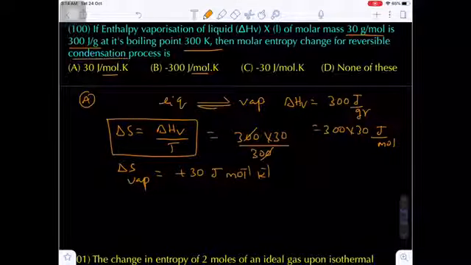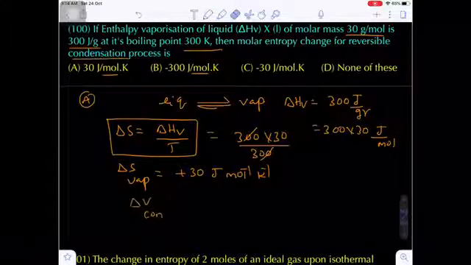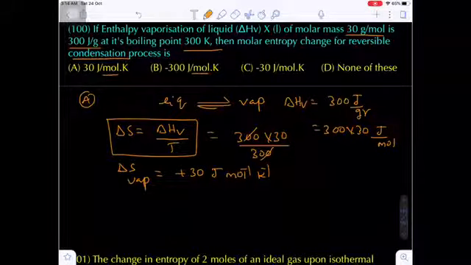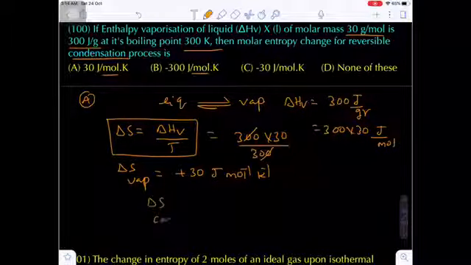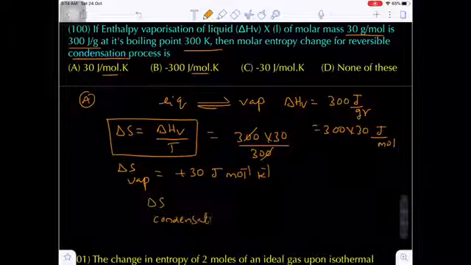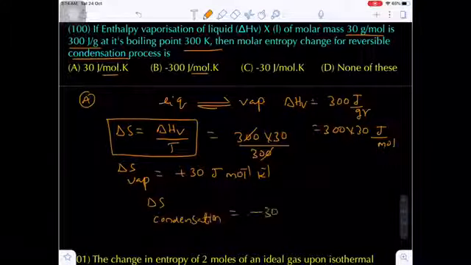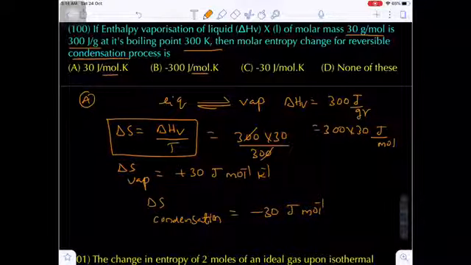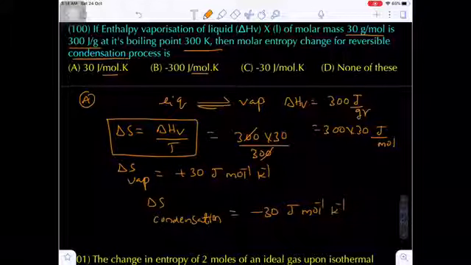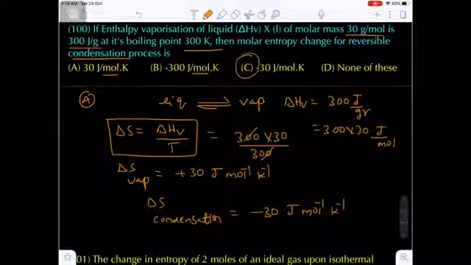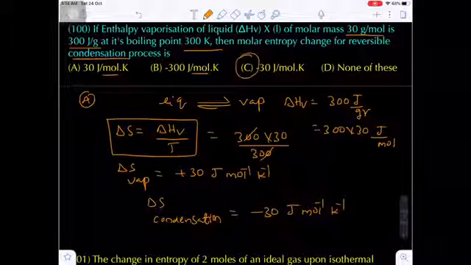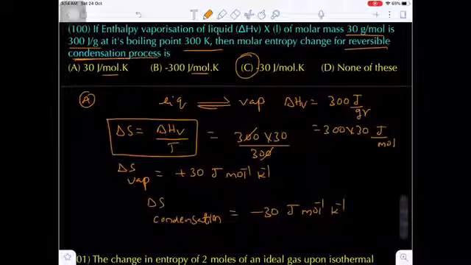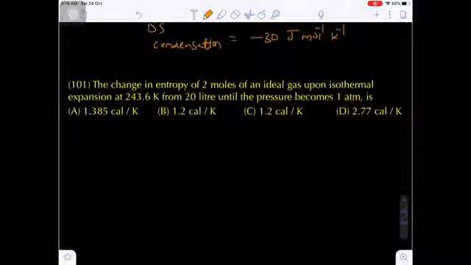Remember, the question is asking about the condensation process, that means the reverse process. In the backward reaction, the change in entropy during the condensation will be equal to minus 30, because entropy is a state function. If you change the state from initial to final or final to initial, then the magnitude will be the same but the sign opposite. So the answer will be minus 30 joule per mole per Kelvin, because the question is asking for the reversible condensation process. It is not asking for the evaporation process.